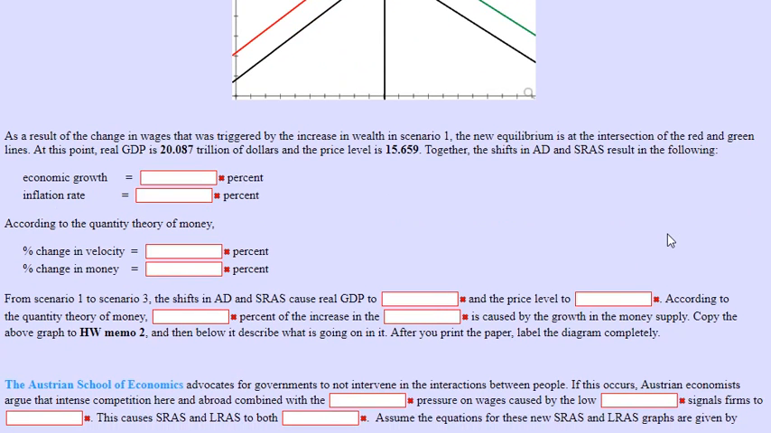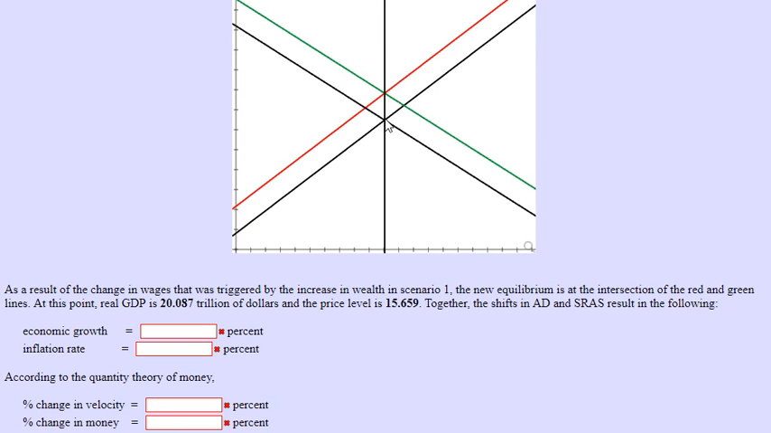Okay, so now we got to calculate the economic growth rate from scenario 1 to scenario 3. And at scenario 1, GDP is equal to potential, 20.087. At scenario 2, it's 20.087. So the economic growth rate is 0 because it hasn't changed. What about the inflation rate? Well, it is that value.